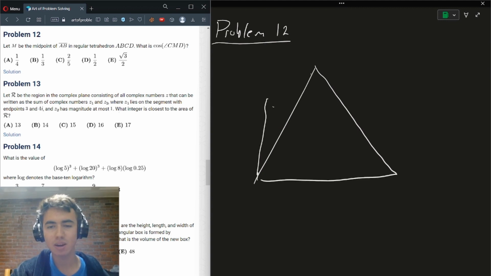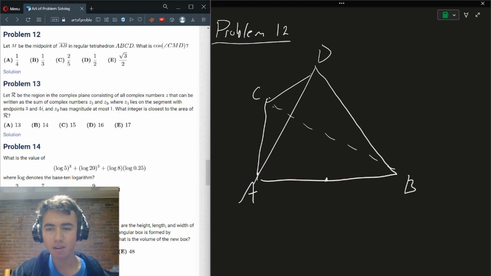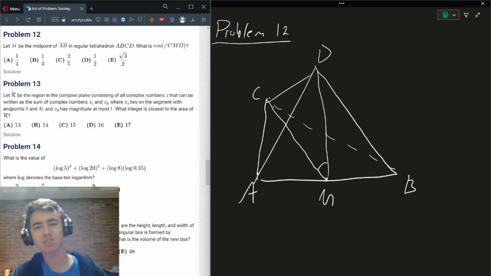It's four sides where all of them are equilateral triangles, right? Let's just label it A, B, C, D. And then we also have the midpoint of AB, which is M. What we're trying to find is the angle CMD, right? So right here, we can see that that angle is part of triangle CMD.